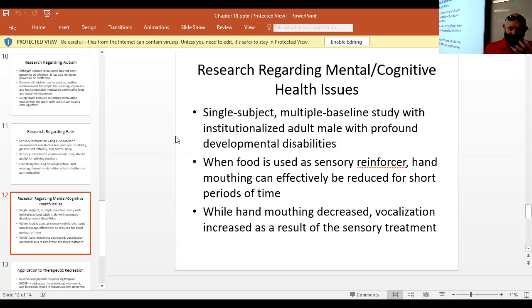Now, while hand mouthing decreased, another thing that's usually positive, vocalization, increased. Vocalization may not be talking. If we're talking about a single subject with profound developmental disabilities, it probably was a negative situation here, to be honest with you, because most vocalizations out of this population are not going to be meaningful. They're just going to be making noises and yelling out and things like that.